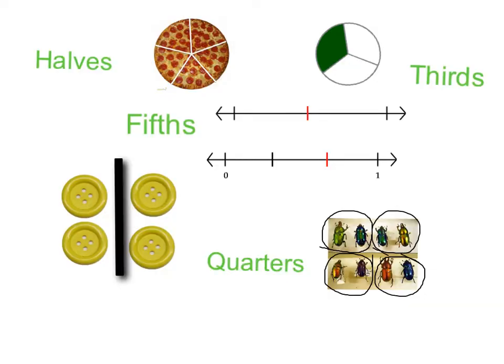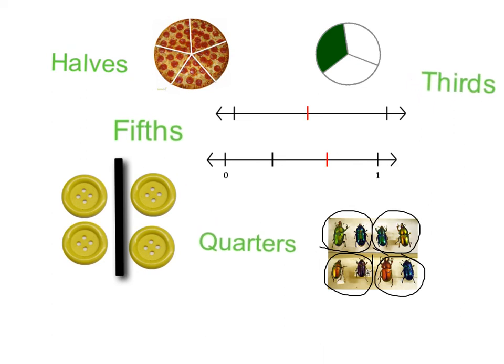Okay, hopefully you have a good understanding about partitioning areas, lengths and collections to create halves, quarters, thirds and fifths. So I've got a little matching game here to see how you've gone. I've got the words of the fractions such as halves, fifths, quarters and thirds, and I have partitioned collections, areas and lengths, and we're going to see if we can match them up.